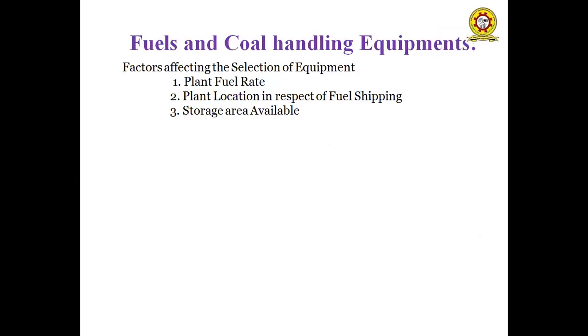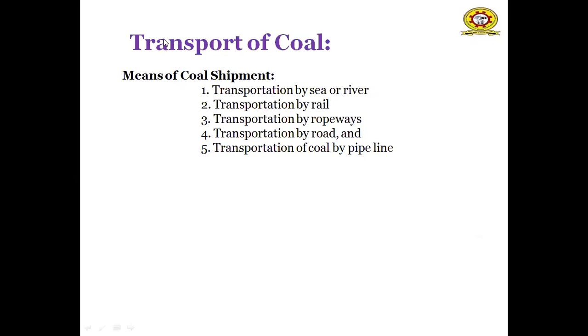Fuels and coal handling equipments. The factors affecting the selection of the equipments are plant fuel rate, and plant location with respect to the fuel shipping and storage area available. Transportation of coal. For the transportation of coal, the following are the means of transportation: transportation by rivers or ship, sea, transportation by railways, transportation by roadways, and transportation of coal by pipelines.